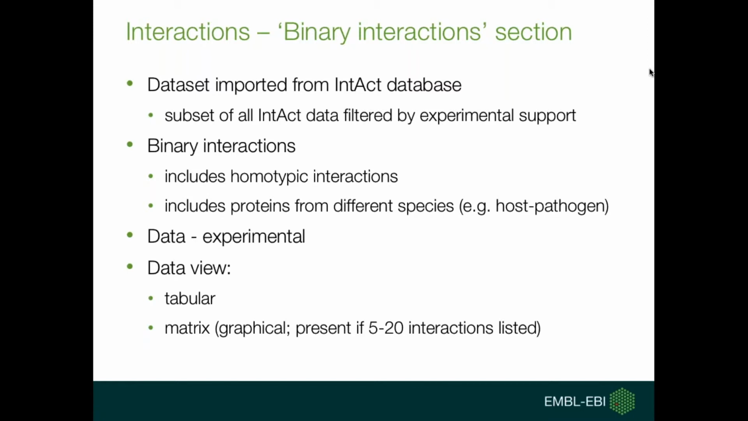This includes homotypic interactions, so self-interactions, as well as interactions with proteins from different species, similar to the host-pathogen interactions that I mentioned for the subunit section. All the data in this section are experimental, and there are different views on the data. There's always a tabular view of all the interactions, and there might also be a matrix view, basically a graphical display, but this is only present if there is a manageable size of interactions listed. So if there are too few, there's no point to a graphical representation. If there are too many, it becomes unwieldy, so it's only for the middle ground.